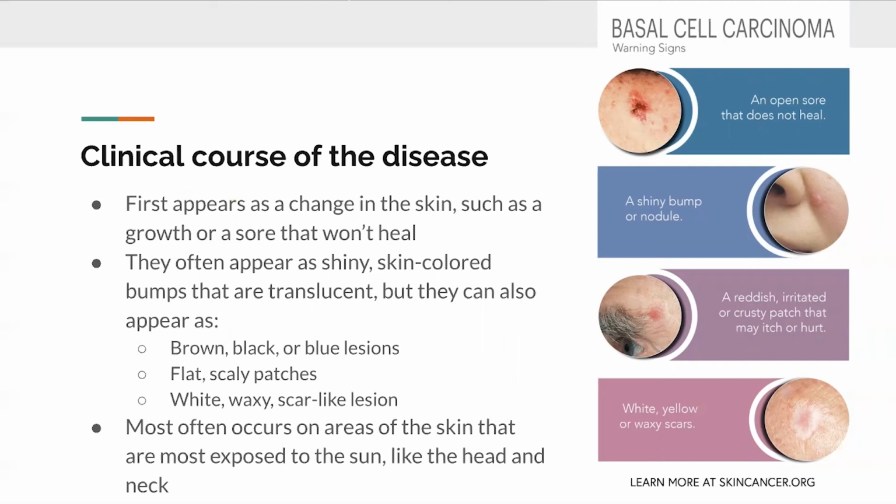And here's a picture over here that shows warning signs of basal cell carcinoma and what it looks like on skin.